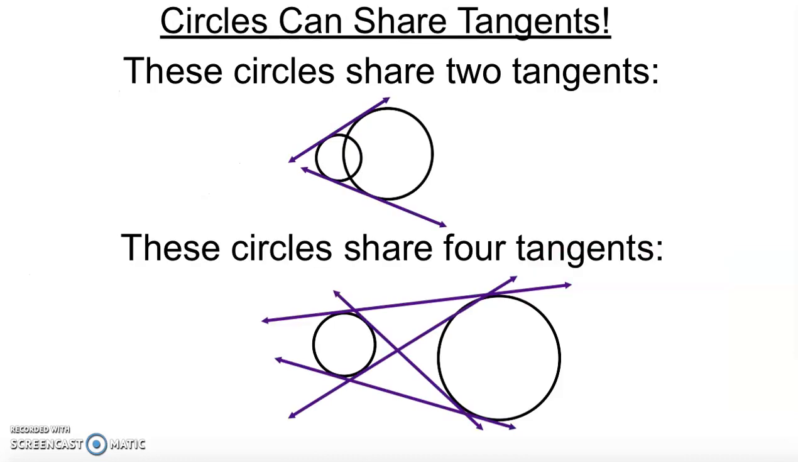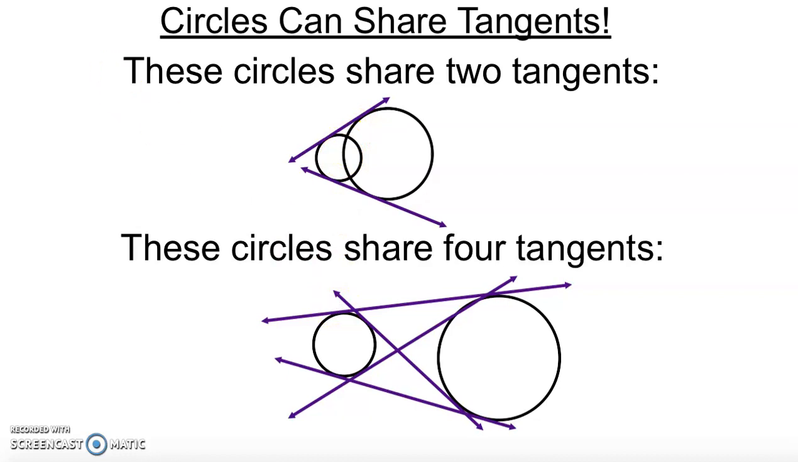Circles can share tangents. If I have circles that interlock, kind of like the Olympic circles, they'll have two tangents here. So one at the top and one at the bottom. If I have two circles that are not touching each other at all, they're going to have four tangents. So here's a tangent line here, one here, one here, and then one here. And you'll notice I either have them interlocked or not touching.